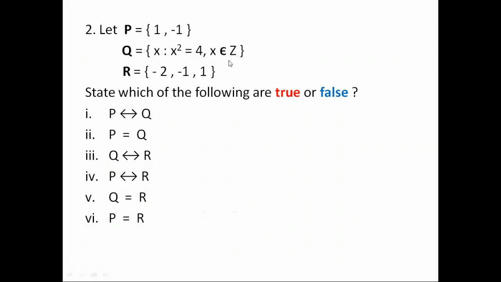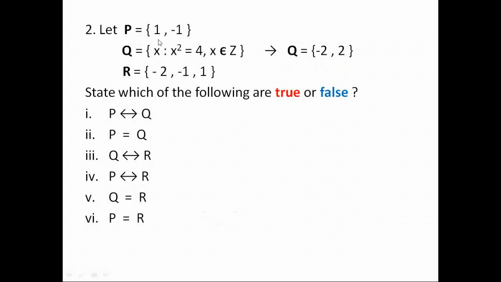Now it belongs to integers, means we can see the negative integers as well, positive as well as negative. So -2, if we square -2, that will also result in 4. So we can say the elements of set Q are -2 and 2. Now there are no other values of x that on squaring you will get 4. Is that clear? So here now we can compare the elements of both the sets P and Q.